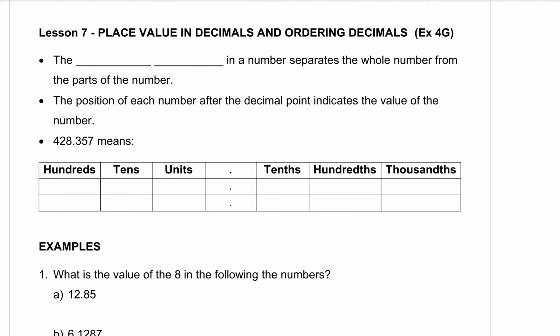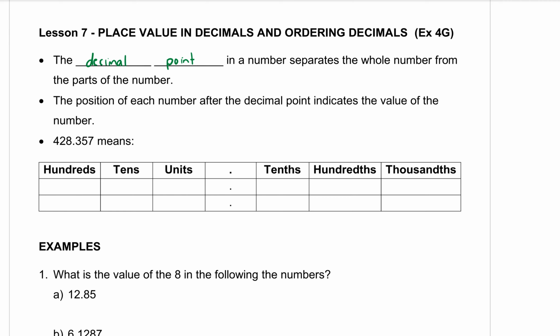The decimals and ordering your decimals. So the first blank you need to fill in is the decimal point. Decimal point. The decimal point in a number separates the whole number from the parts of a number. The position of each number after the decimal point indicates the value of the number.